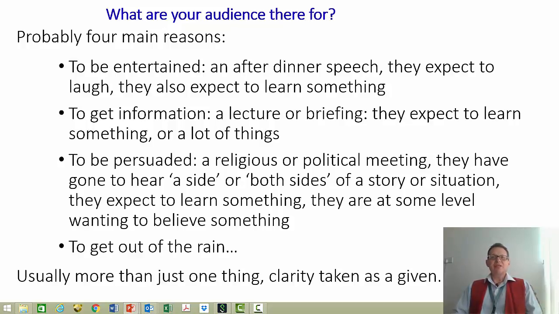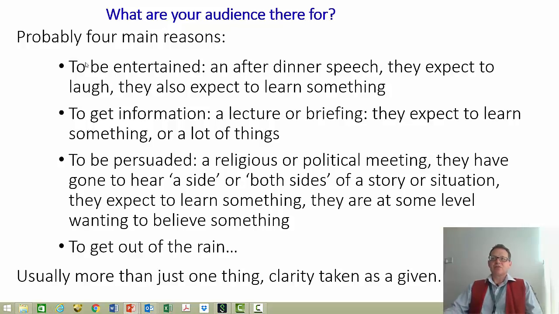Now, there's probably 4 main reasons why your audience are there, and it depends slightly on, if you like, what the advertising was, what the event is. So, they may have come to be entertained. An example might be an after-dinner speech, or a stand-up comic, or something like that. So, they expect to laugh, but they also expect to learn something. And one of the common denominators here, irrespective of why people are there, is usually people come for more than one thing, and secondly, all pretty much possibilities include them learning something, which includes you communicating.